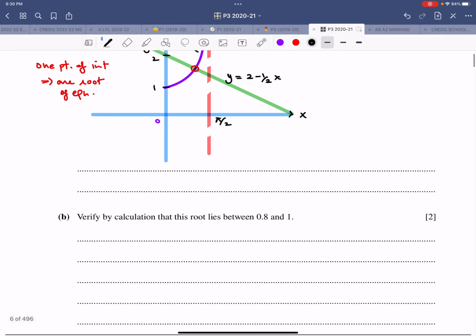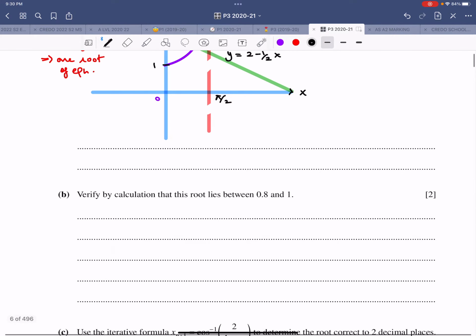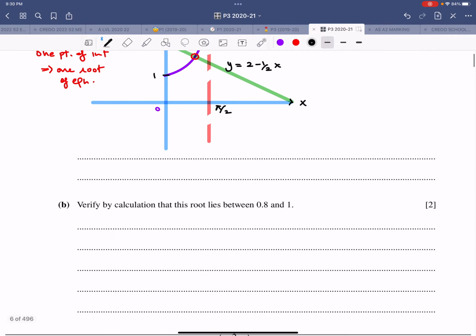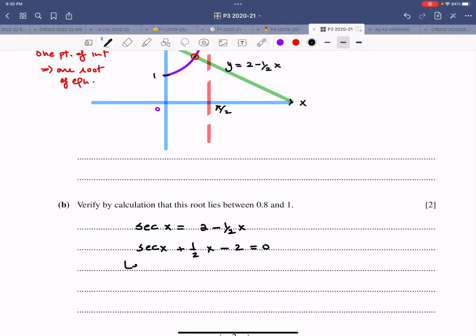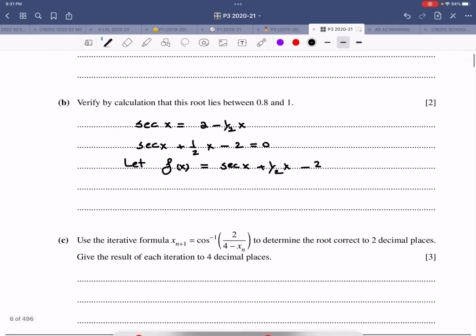Next part, verify by calculation that this root lies between 0.8 and 1. So the equation is sec x equals 2 minus half x. Therefore sec x plus half x minus 2 equals 0. Let this equation equal f(x), that is sec x plus half x minus 2. Plug in this root, let's call it alpha, lies between 0.8 and 1.